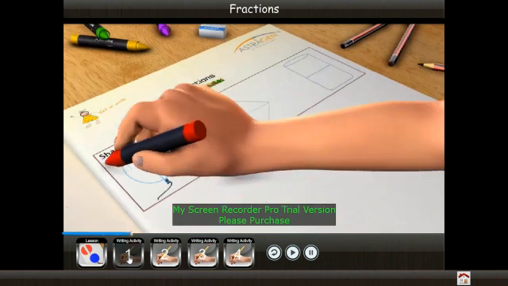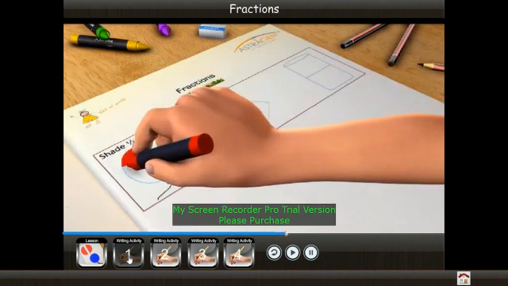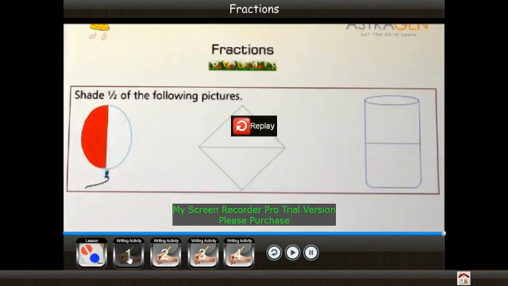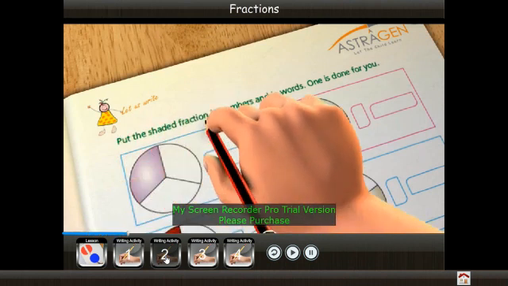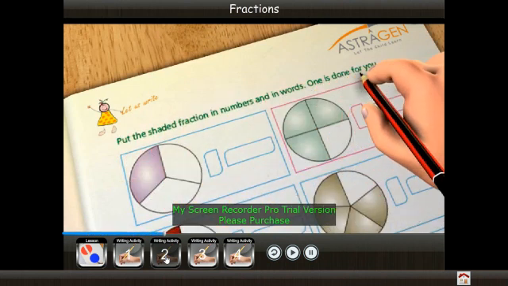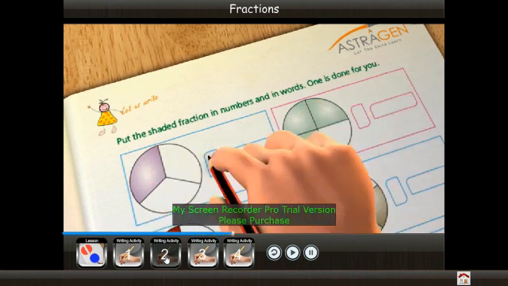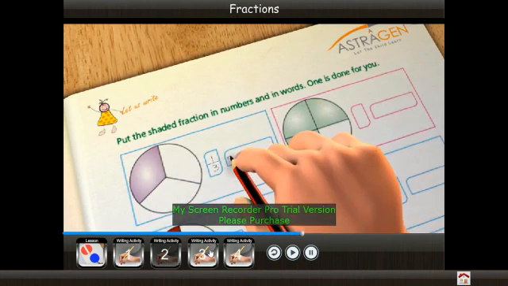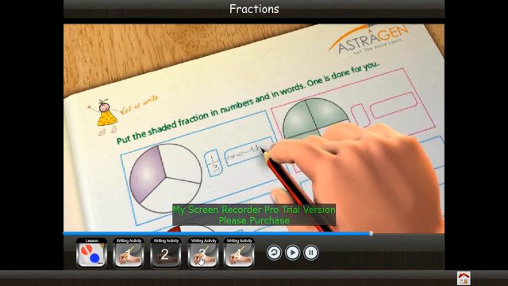Shade half of the following picture. Put the shaded fraction in numbers and in words. 1 is done for you. 1 by 3, 1/3.